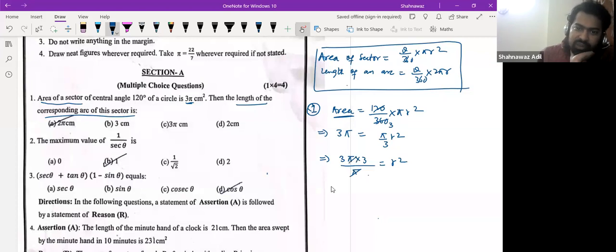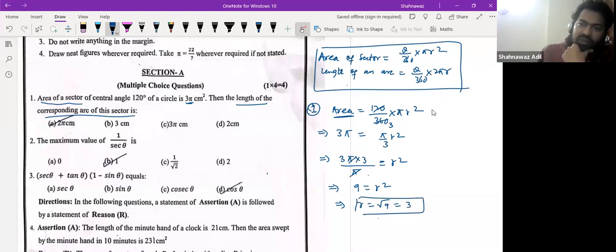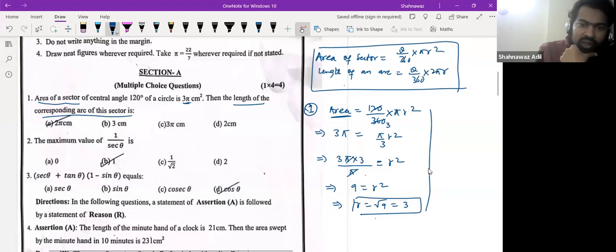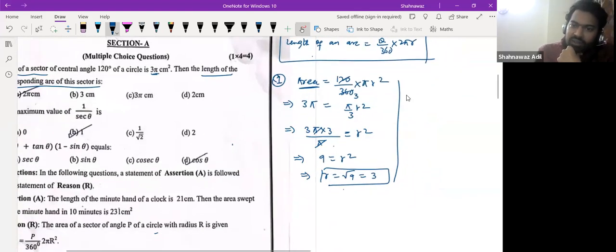So pi will cancel. So then what will we get? 3 threes are 9. 9 is equal to r square. So then r will be equal to root of 9, so that is basically 3. So r is 3. So now we have got r, and then we have to find the arc length.